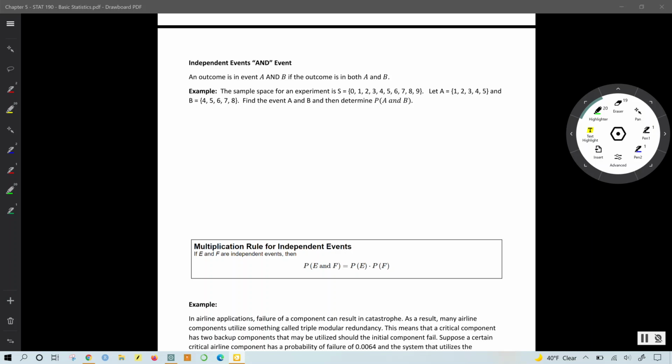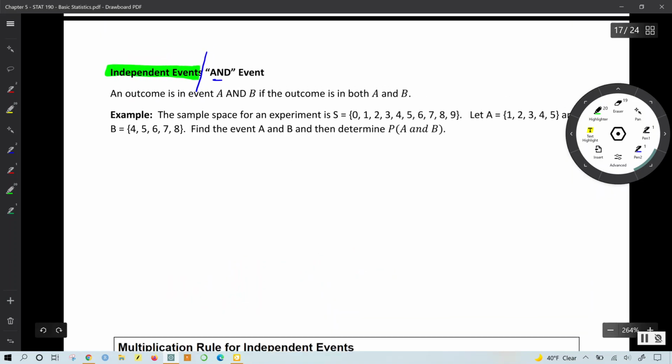We shall now begin the consideration of a special class of events known as independent events, or events that are tied with the word "and." And so we can also call them "and" events. In particular, an outcome is in event A and B if we find that that outcome is in both A and B.